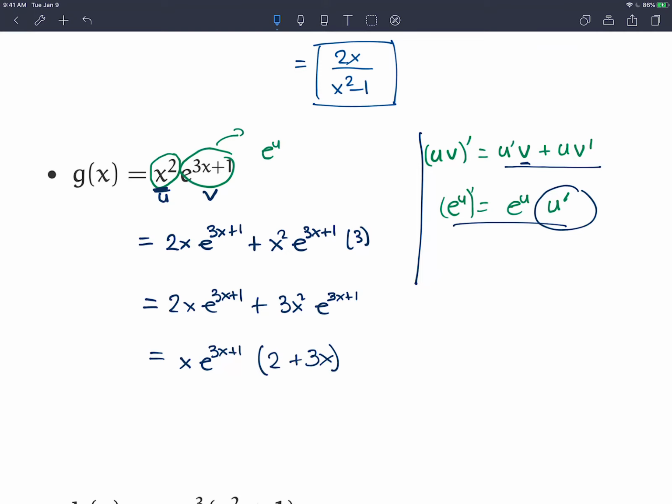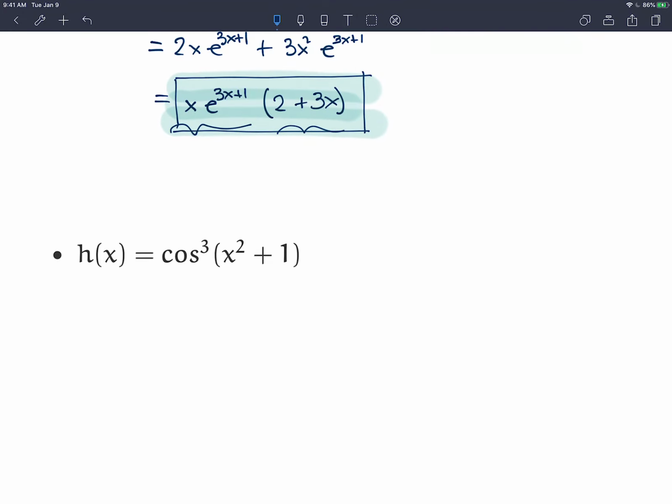Right. So here I'm just finding the derivative, so it doesn't make a lot of sense to factor it. But why would I want to factor it? Like I said, maybe if you want to find maximums and minimums, you want to find where this derivative is 0. Then it's easy to see that this is 0 when x is 0, and this is 0 when 2 plus 3x is 0, so x would be negative 2/3. Right. Okay, my last example for this review is this one.